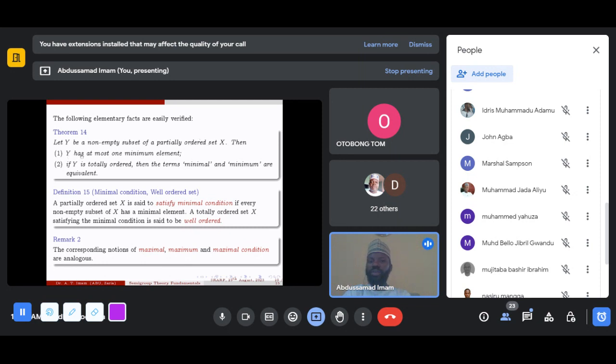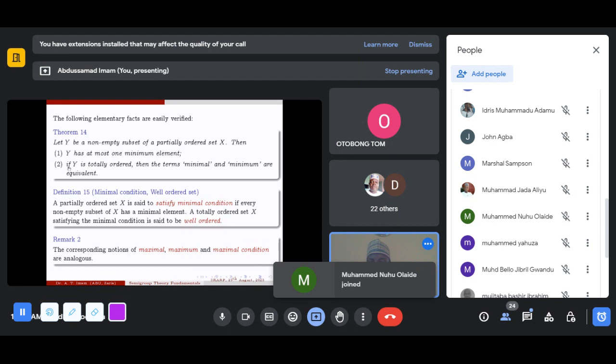But for minimal, you can have many minimal elements. And if Y is totally ordered, then the terms minimal and minimum are equivalent. Members, maybe you should check this by yourselves. Try to convince yourself that the notions of minimal and minimum are equivalent in the situation where the subset itself is totally ordered.